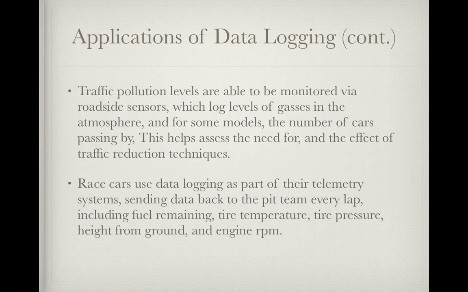Traffic pollution levels are able to be monitored via roadside sensors, which log levels of gases in the atmosphere, and for some models, the number of cars passing by. This helps assess the need for and the effect of traffic reduction techniques, which is really important in big metropolitan areas. Race cars additionally use data logging as part of their telemetry systems, sending data back to the pit team every lap, including fuel remaining, tire temperature, tire pressure, height from the ground, and engine RPM, which help to prevent really dangerous or fatal car crashes, as well as provide advantage in the race.